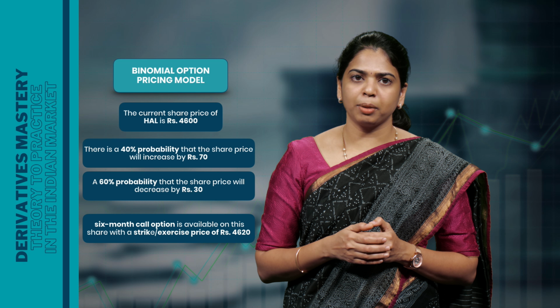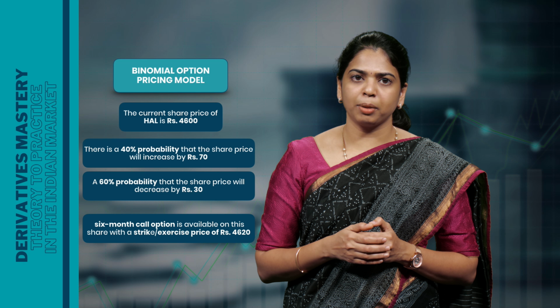So we start with the current stock price, which is 4,600. At the end of the first quarter, the stock price has two possibilities. It can either increase to 4,670, that is 4,600 plus 70, or it can decrease to 4,570, which is 4,600 minus 30. So these are the two outcomes after the first quarter.